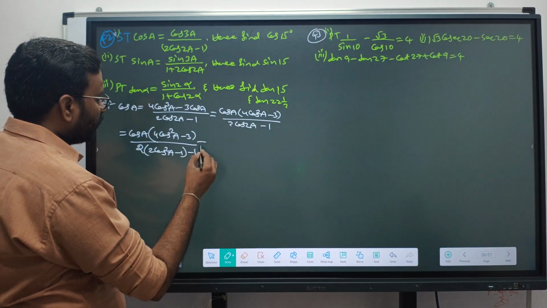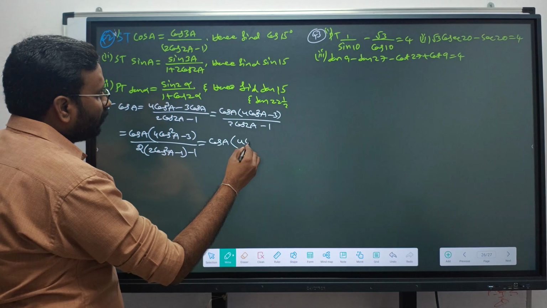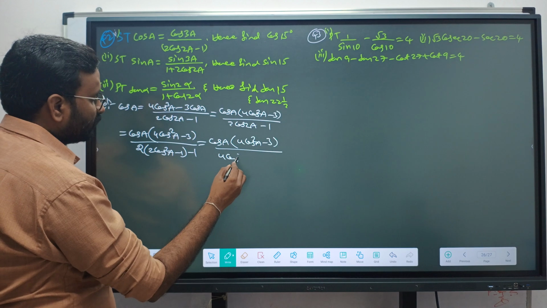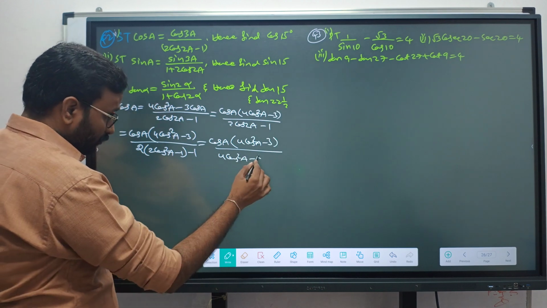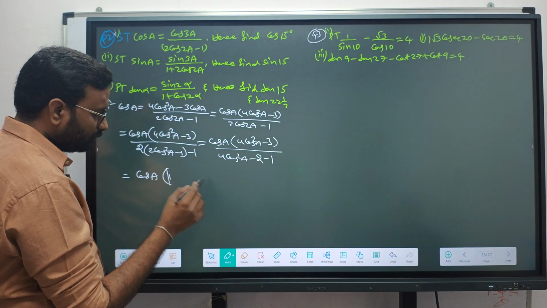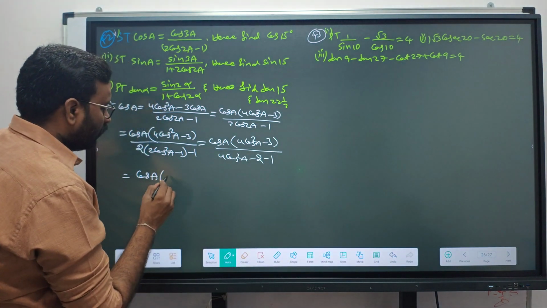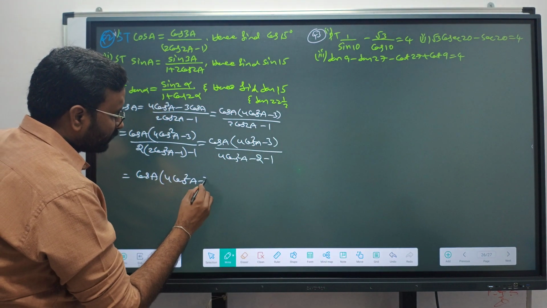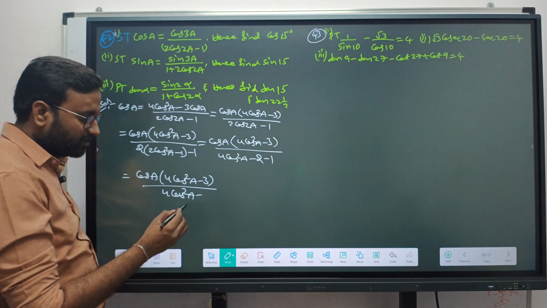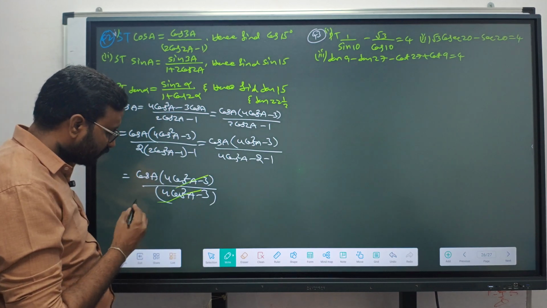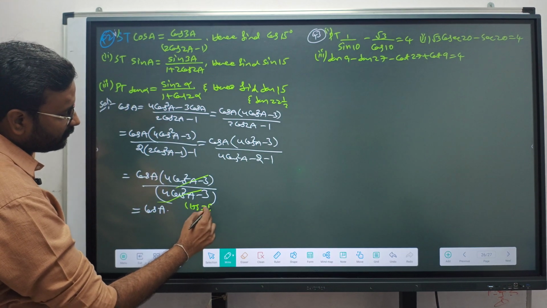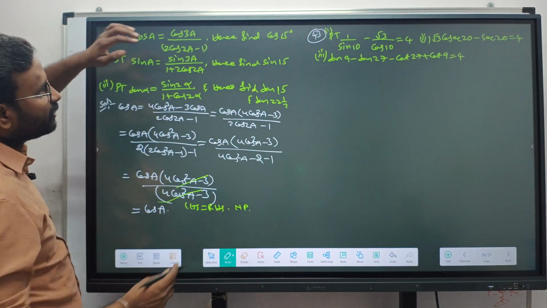Minus 1, which is equal to cos A, 4 cos square A minus 3, by, now multiply the 2, 4 cos square A minus 2 minus 1, which is cos A into 4 cos square A minus 3, by 4 cos square A minus 2 minus 1, that is minus 3. So these two will get cancelled. What is the answer? Cos A is the answer. So LHS equal to RHS. Hence proved.